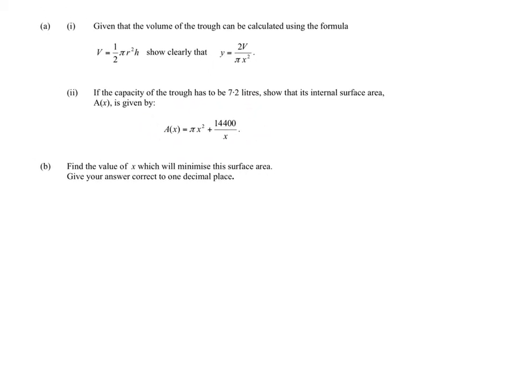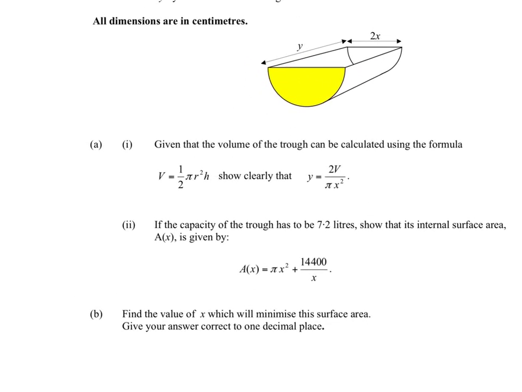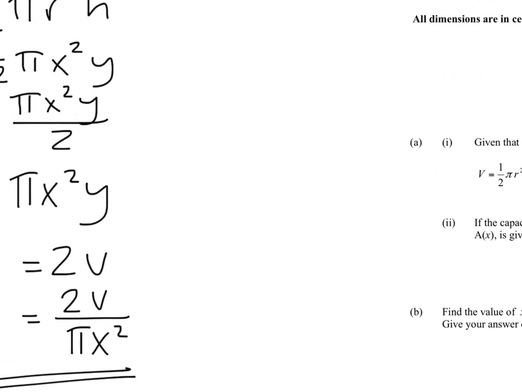Now, before we get into that, it's important to note something that was mentioned at the start of the question. All dimensions are in centimetres. So before we continue, we should rewrite 7.2 litres as 7,200 cubic centimetres.